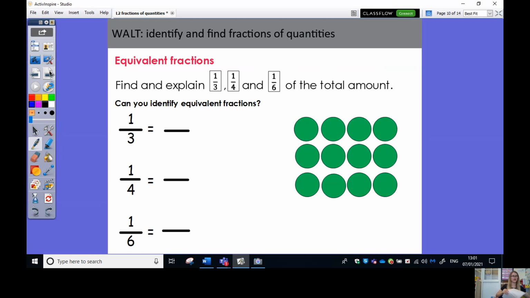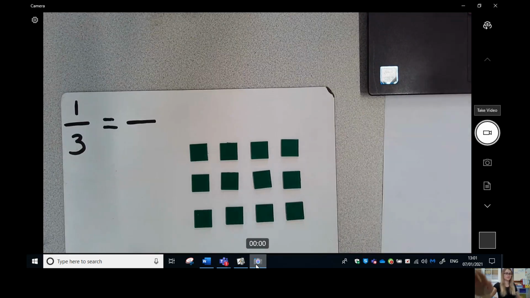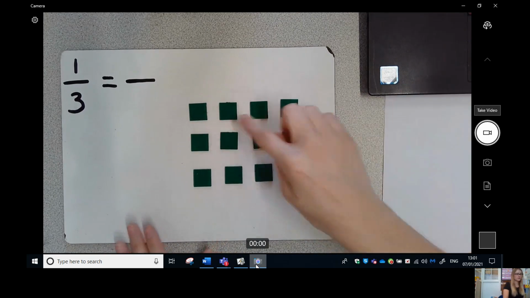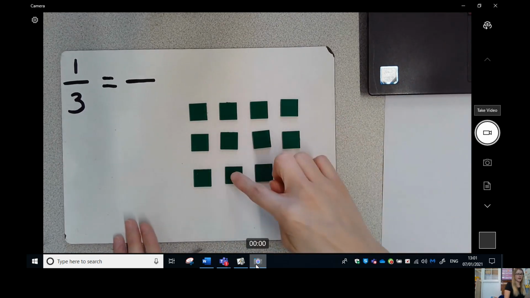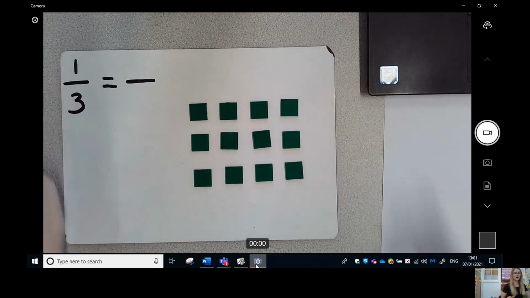We've got an array here, but I'm going to pop it under the visualizer to show you more clearly. We're going to have a go at finding out what these fractions mean. So I have 1, 2, 3, 4, 5, 6, 7, 8, 9, 10, 11, 12. And I want to find a third of this quantity.